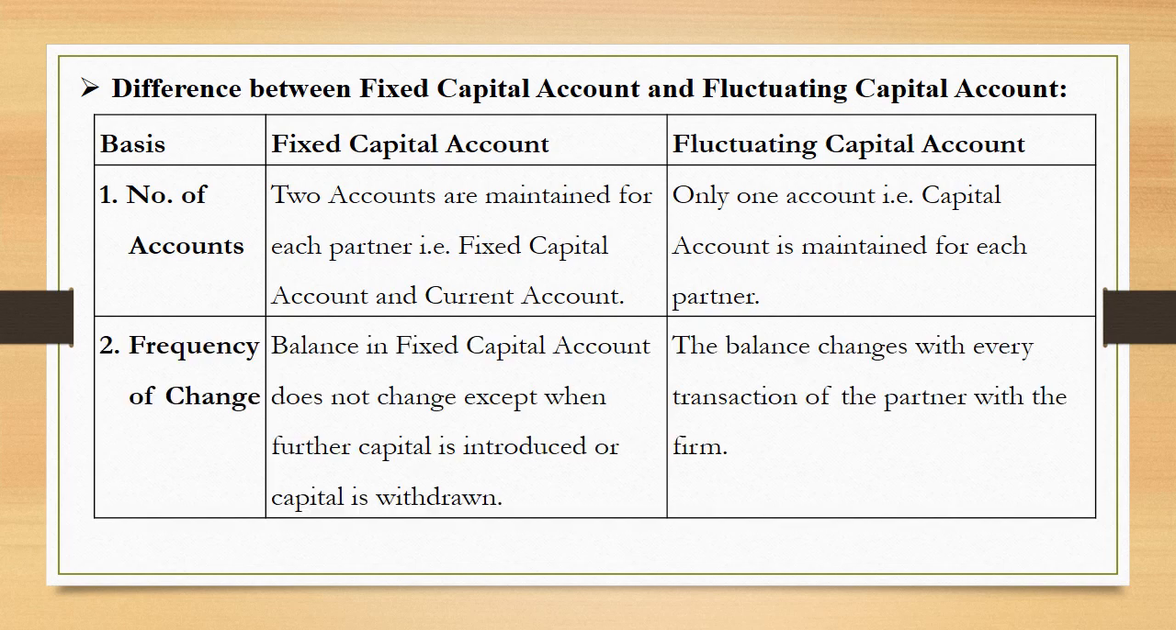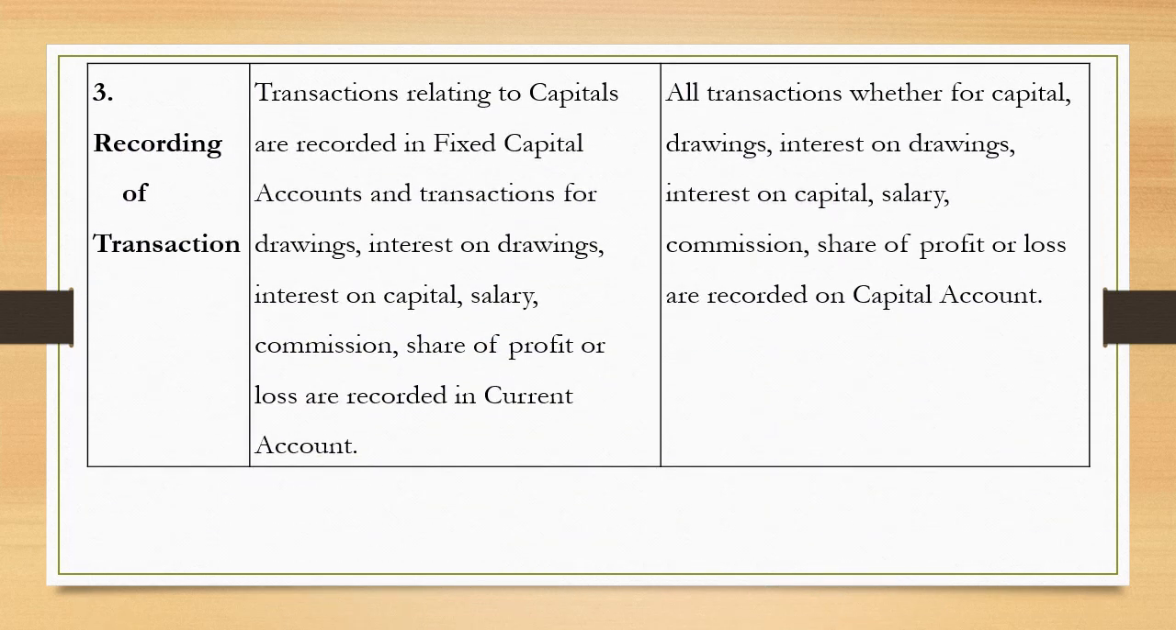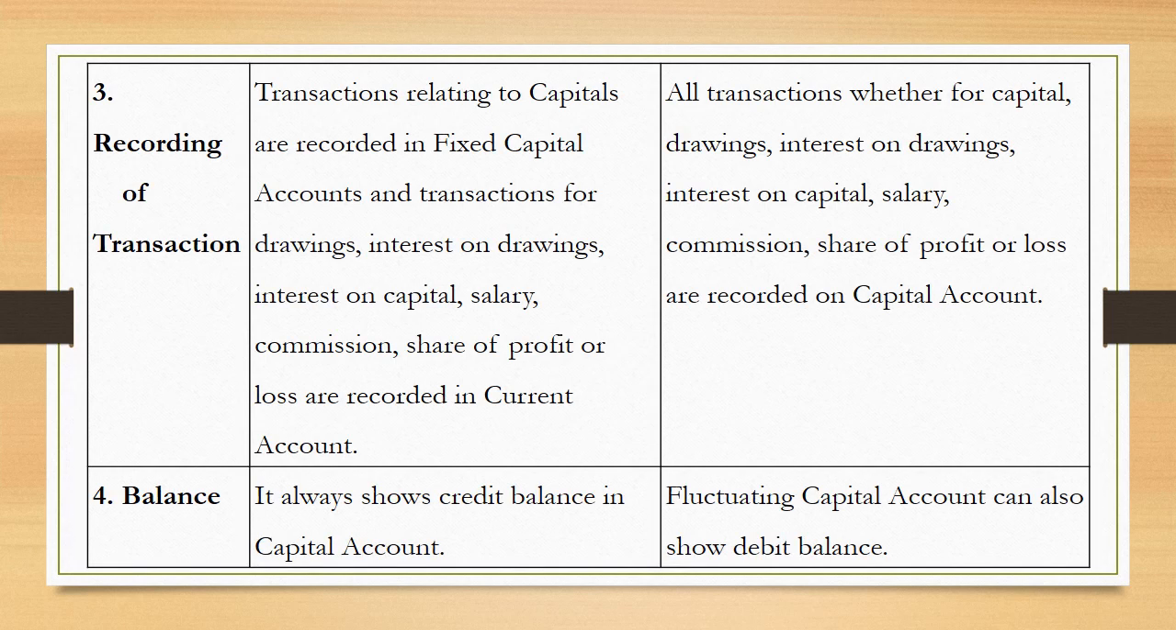Frequency of change. In fixed capital account method, fluctuations don't take place very often, but it will change only if further capital is introduced or capital is withdrawn. But under fluctuating capital method, the balance changes with every transaction of the partner. Recording of transactions. Transactions relating to capitals are recorded in fixed capital account, and transactions for drawings, interest on capital, salary, commission, share of profit or loss are recorded in current account. Whereas under fluctuating capital method, all the transactions are recorded under the same account, that is capital account.